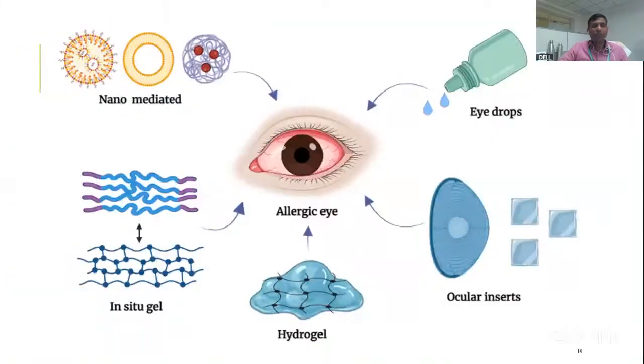There are different formulations that can be designed, or are available in the market or in clinical trials. By using polymers, nano-mediated formulations can be developed. Eye drops, hydrogels, and in situ gels can be prepared. Or the drugs can be incorporated into ocular inserts or films that can be delivered topically.